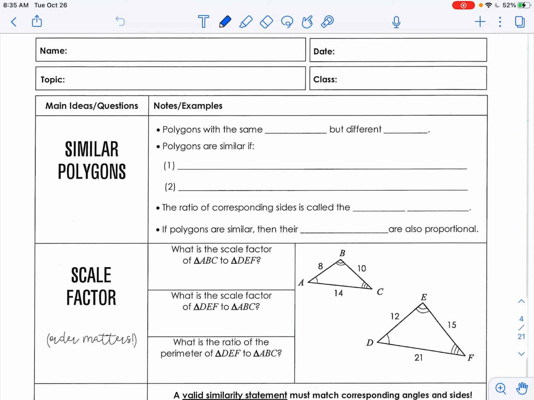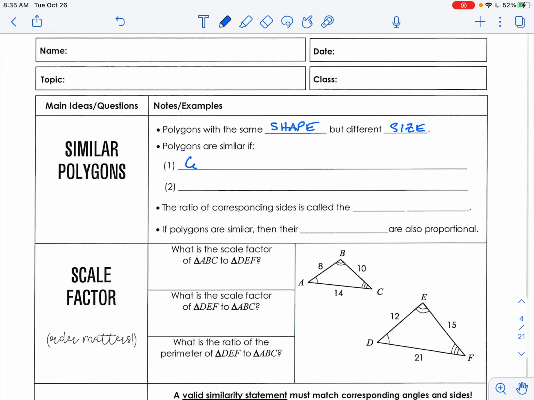So polygons that are similar have the same shape, but different size, of course. All right, so in some sense that means they look the same, it's just one is bigger than the other. Now, polygons are similar if two things are true.